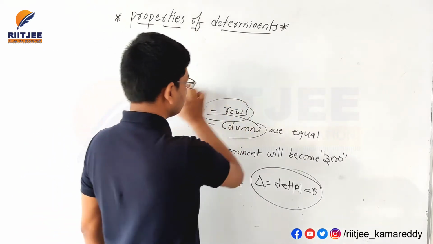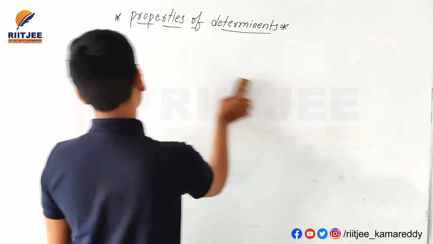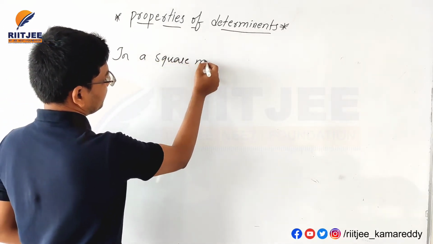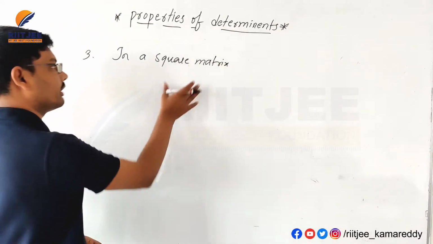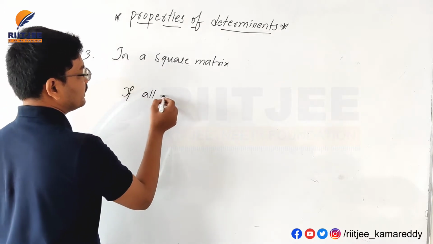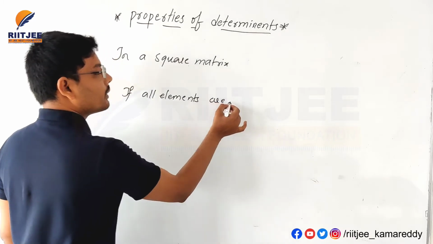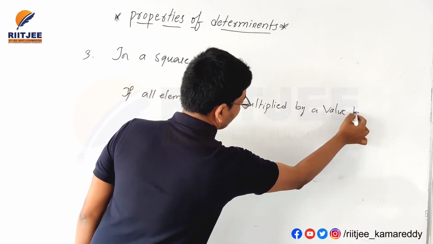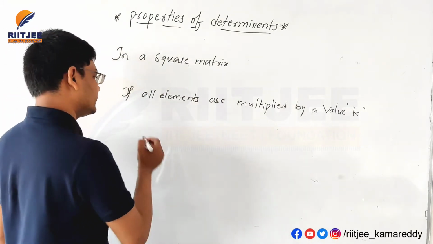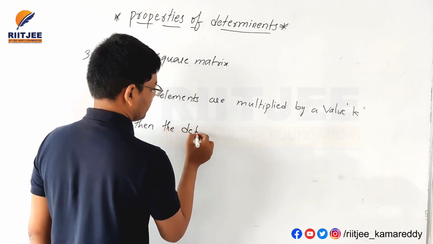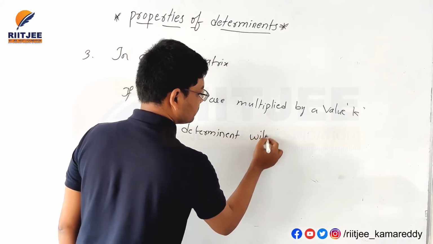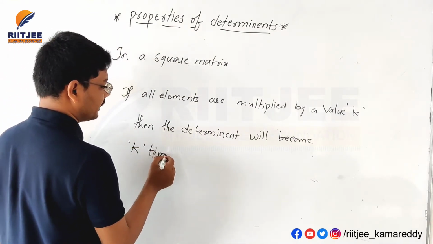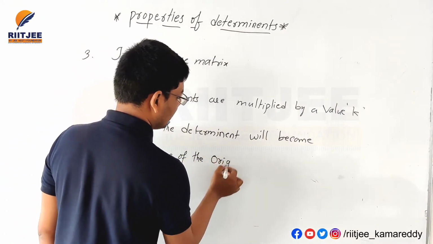Now property number 3 is: in a square matrix, if all the elements are multiplied by a value k, where k is a scalar quantity, then the determinant will become k times the original determinant.